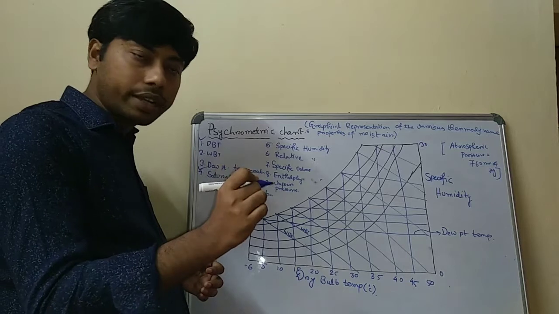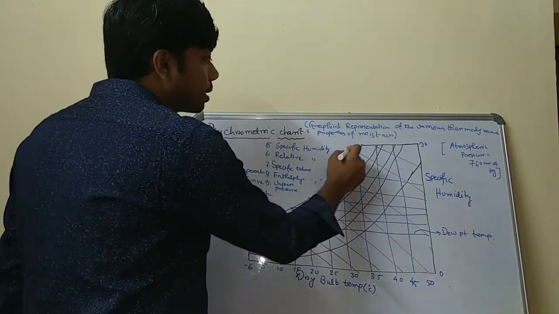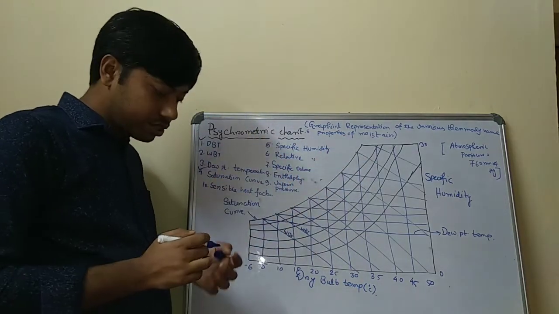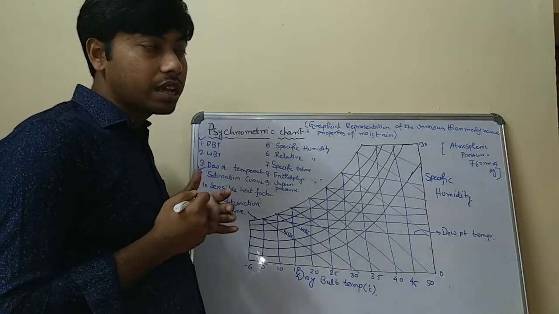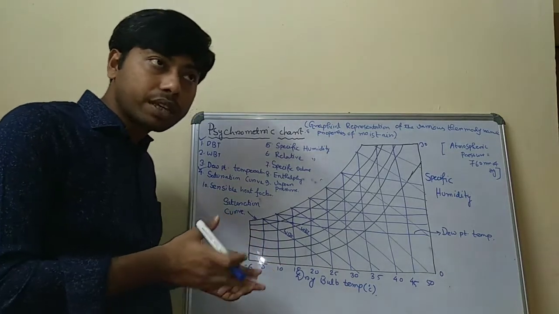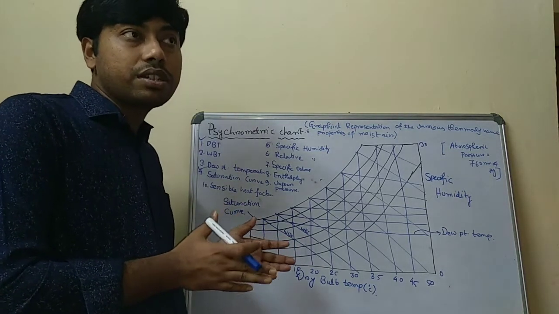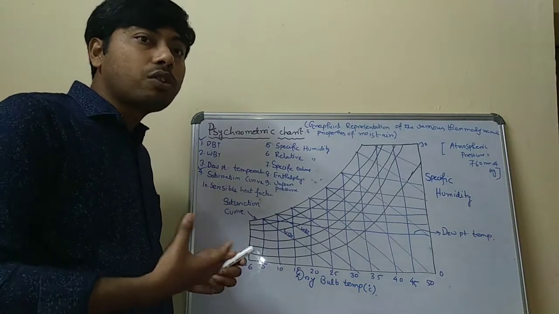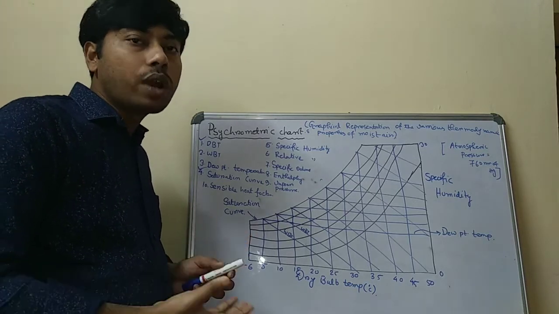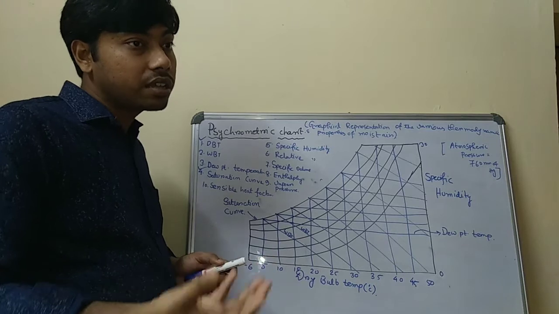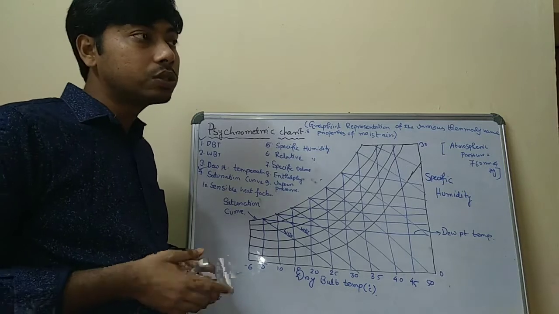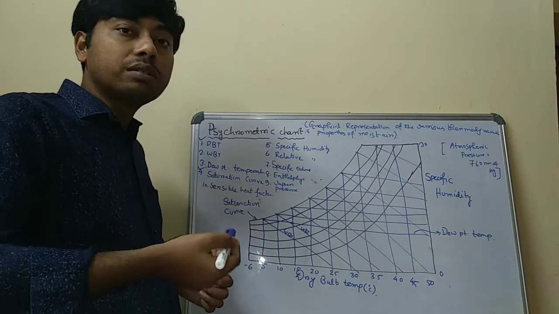That point is called the saturation point, and this black curve indicates the saturation curve. Now, as you know, what is saturated and what is unsaturated, as we discussed in the adiabatic saturation temperature topic: in unsaturated air, the water vapor content is very low. But in saturated air, a lot of water vapor is added at a particular temperature, so the amount of water vapor increases.